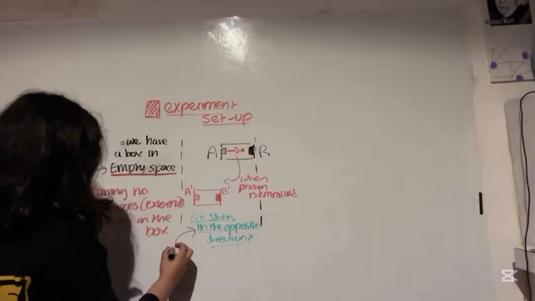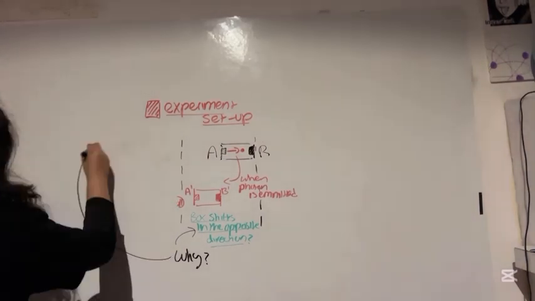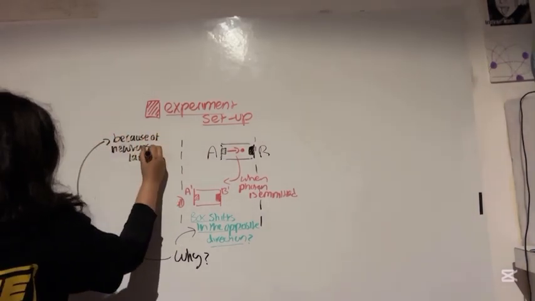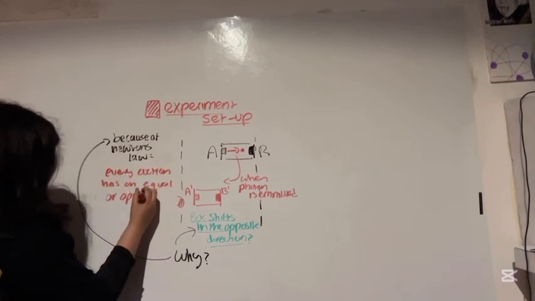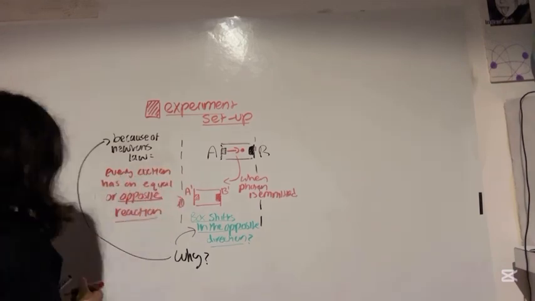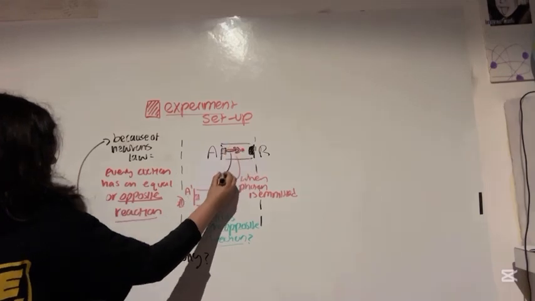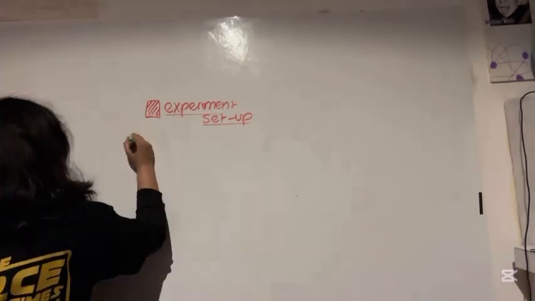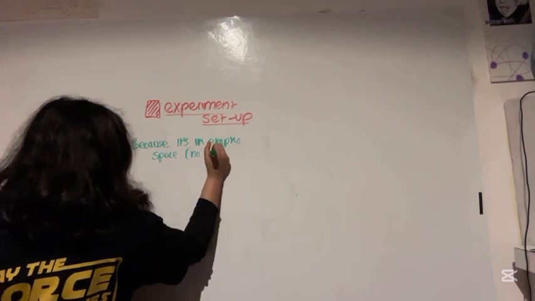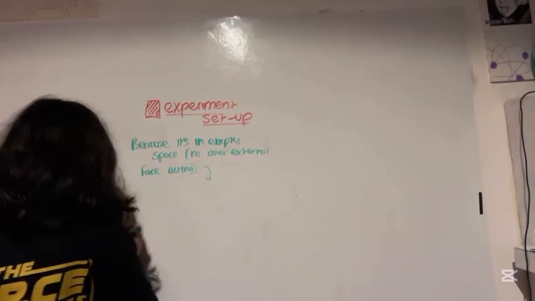But why does this happen? This is simply because of Newton's third law, stating that every action has an equal and opposite reaction. In the case of our box, the photon moving towards the right creates the opposite reaction of the box moving to the left. Additionally, the box is in empty space, meaning there's no external force acting on it.